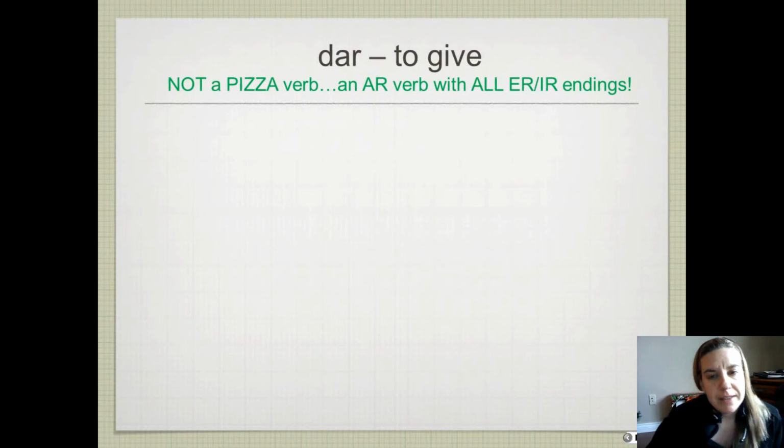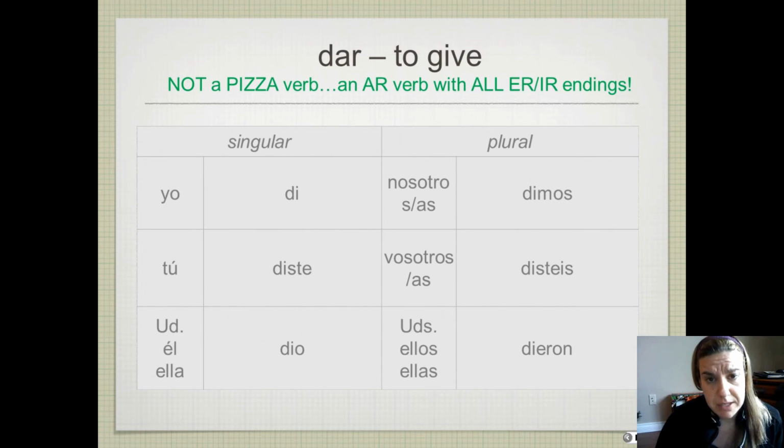So dar in the preterite tense is also irregular, but it's not a pizza verb. It's an AR verb, dar, with all ER and IR endings. So this one is not a pizza verb, but it is irregular. Di, diste, dio, dimos, disteis, dieron.